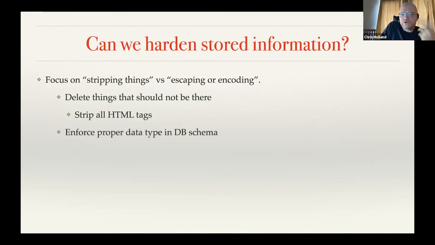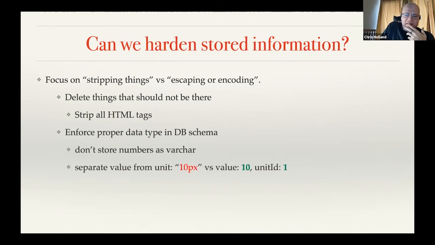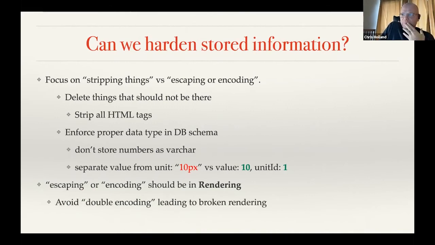But also look at how you store your data in your data schema, right? So if you're using numbers, don't store them as characters. For example, if you have the concept of 10 pixels, 10 px, you might store the integer value as 10 and then reference a unit. Pixel is a unit, a foreign key to the unit table of unit ID 1, for example, right? That's one way to do it. So like I said before, escaping or encoding should only be done in rendering, so you can avoid double encoding.